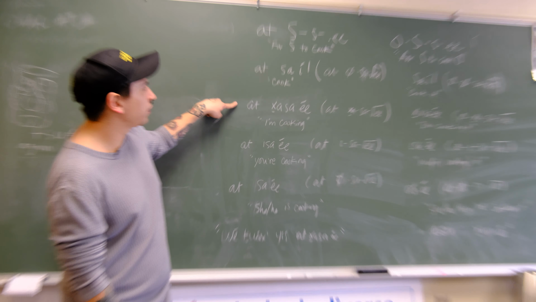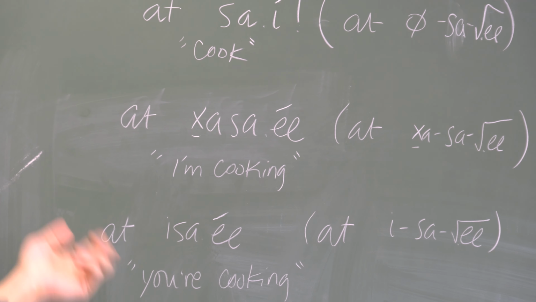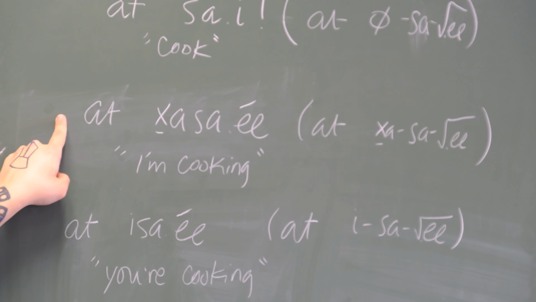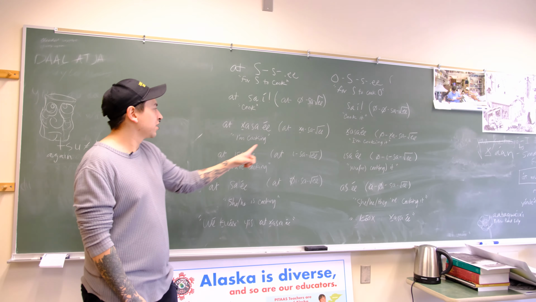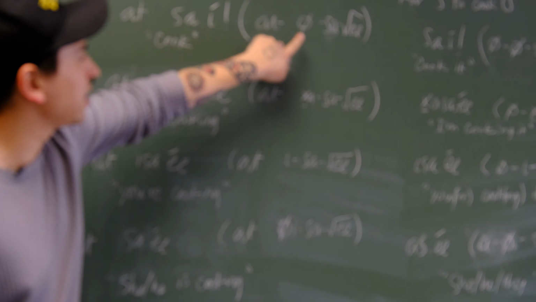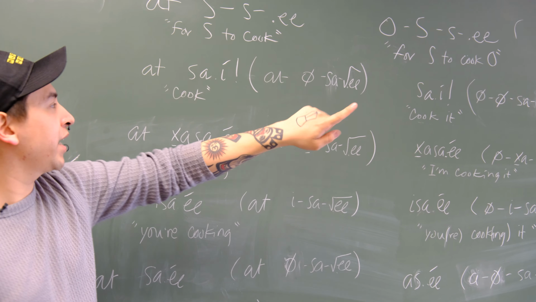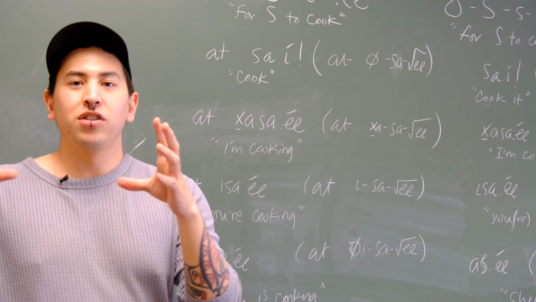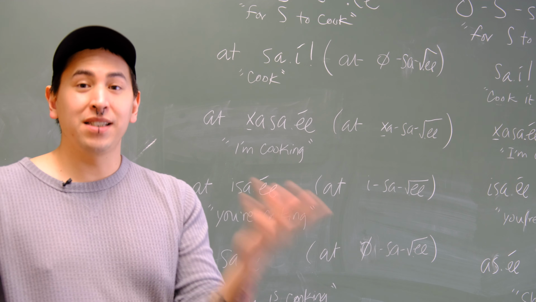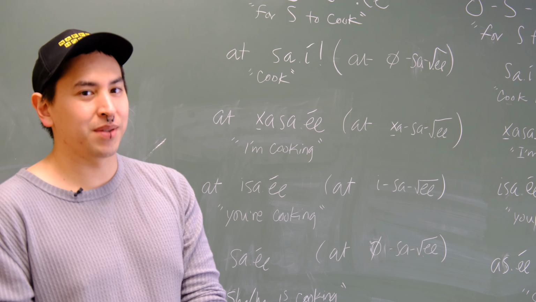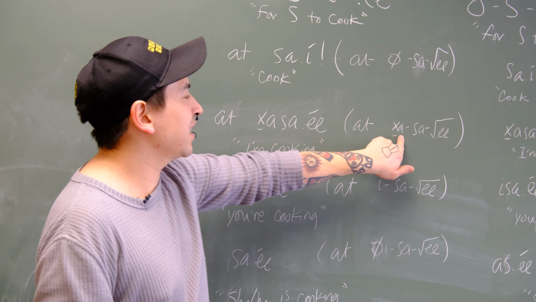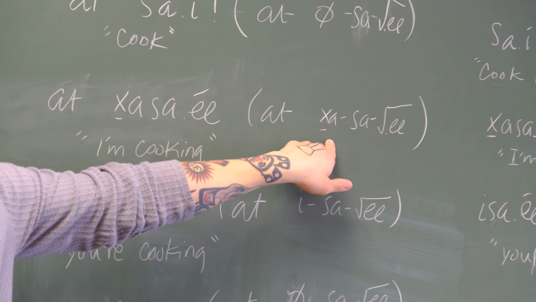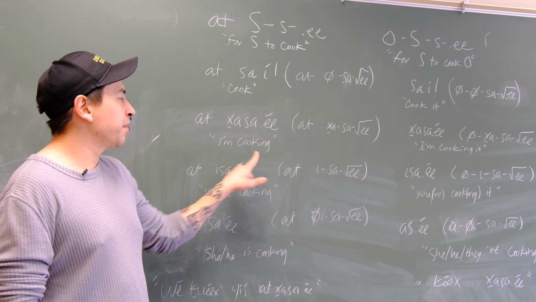So then next I'm going to add a pronoun now. So this one is sa.ée, and that's I'm cooking. Notice the difference between these two: this is what's called a zero subject. In Tlingit, we have some subject pronouns where there isn't something there, and you just have to know that there's something there. And so then next here is a subject pronoun, xa. That's xa, me. So I'm cooking.